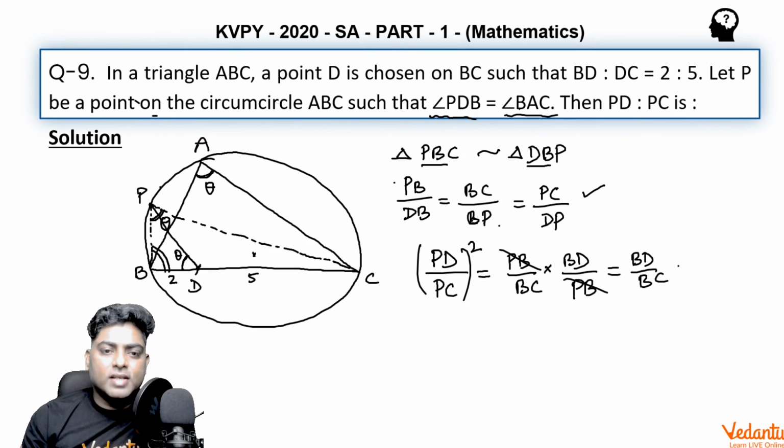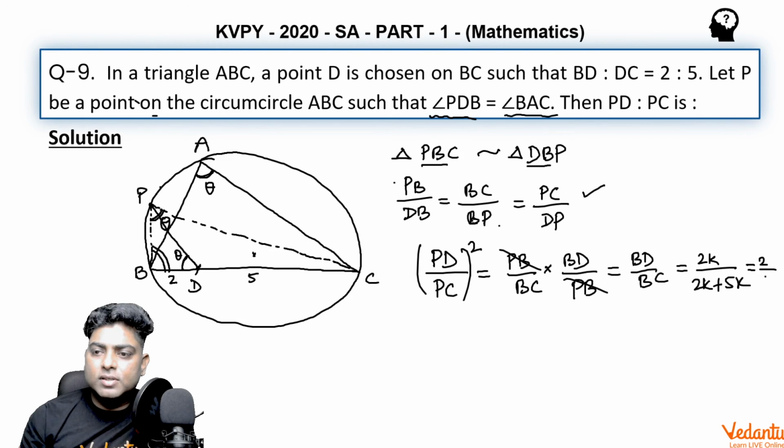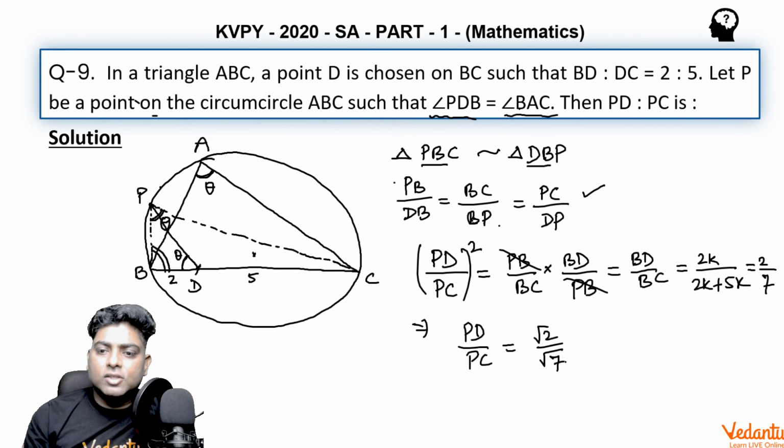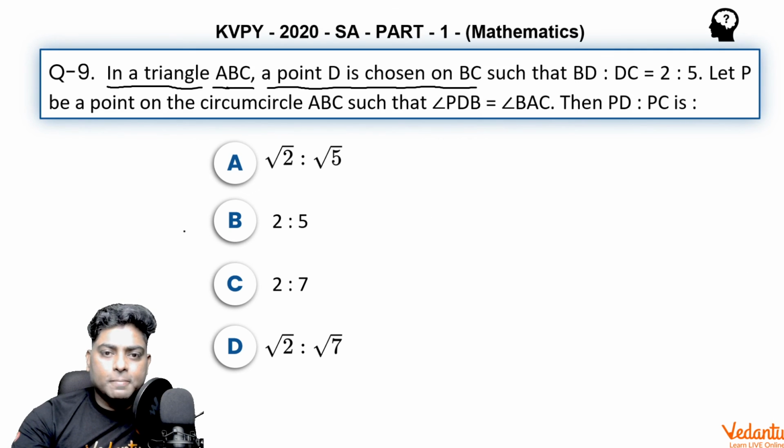Now BD upon BC can easily be seen as 2k upon 2k plus 5k. So you can say this is 2 upon 7. So from here we could find PD upon PC easily as root 2 upon root 7. So the answer to this question must be root 2 upon root 7. Let's see what the options were. So option number D is correct.